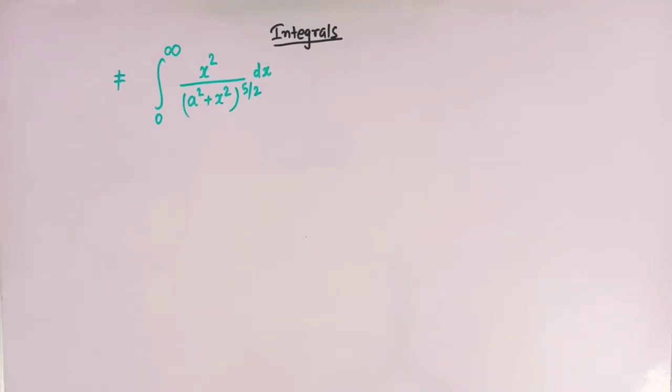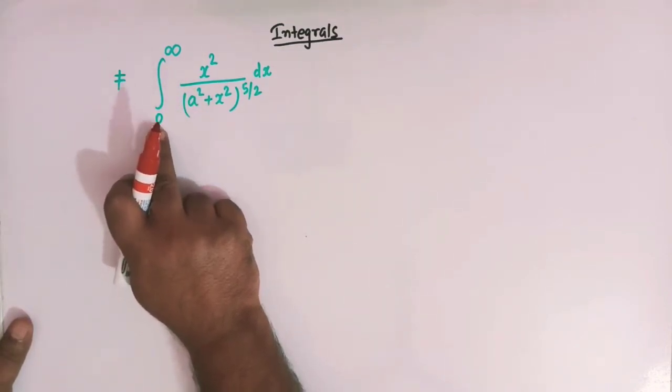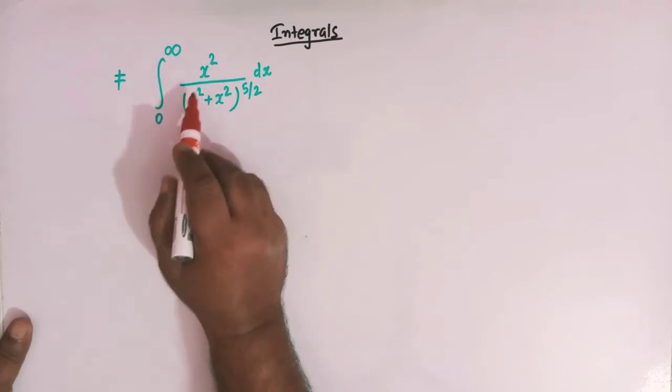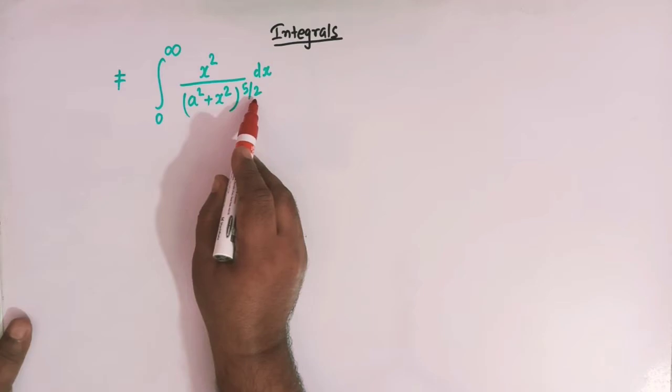Hello viewers, in today's class we are going to discuss yet another important and conceptual problem from definite integrals. So here we have this problem, that is we have to find the integral from 0 to infinity of x squared over (a squared plus x squared) raised to 5 over 2.